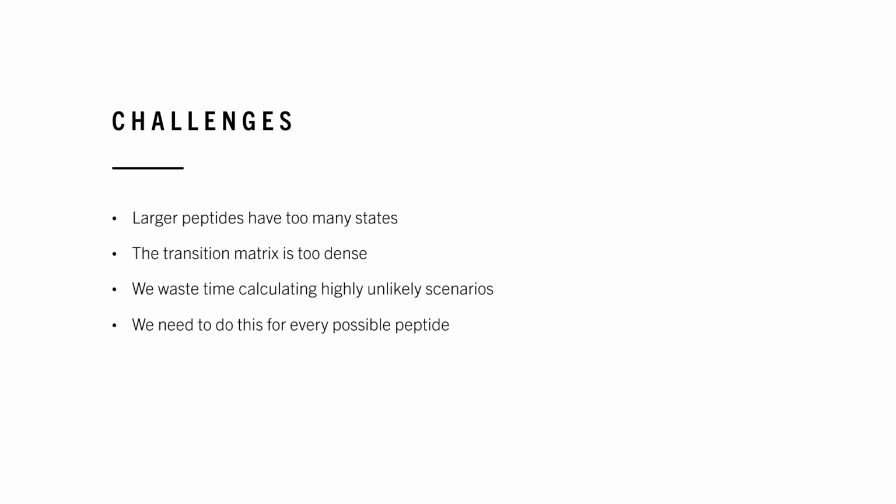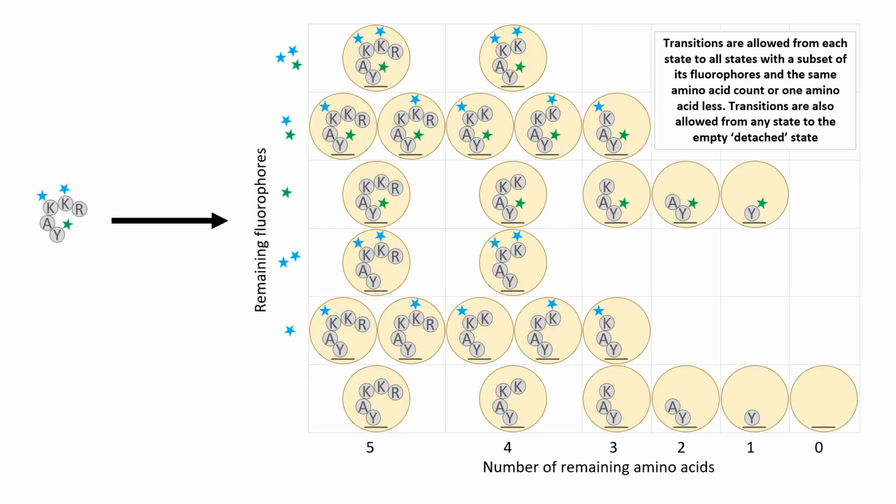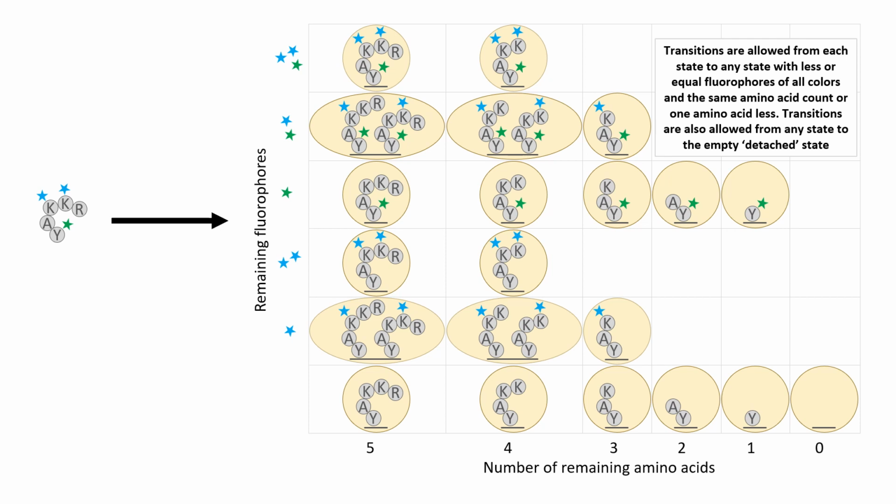So this approach has some challenges, and we're going to go through these one at a time. The first challenge is that larger peptides have way too many states. So for larger peptides, we need to have states for every fluorophore being there or not in any combination. And so if you have 10 fluorophores, you have 1,000 states for that. If you have 20 fluorophores, you have 1,000,000 states for that. And so it grows completely out of control. And so what we want to do is merge together states that are very similar. And we're going to merge states that have the same number of amino acids removed and the same counts of fluorophores of every color, even if they're not labeling the same amino acid.